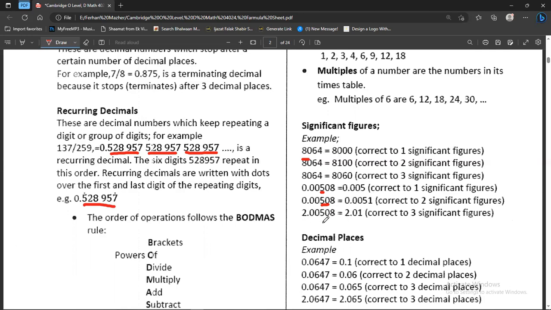2.00508. So these zeros are between the non-zero digits, so they are significant. So here we have 1, 2, 3, 4, 5, 6. There are 6 significant figures. So if you want to write it into 3 significant figures, what I will do, these are the first 3 significant figures. After this is 5, so this will become 1. So it will be 2.01, correct to 3 significant figures.